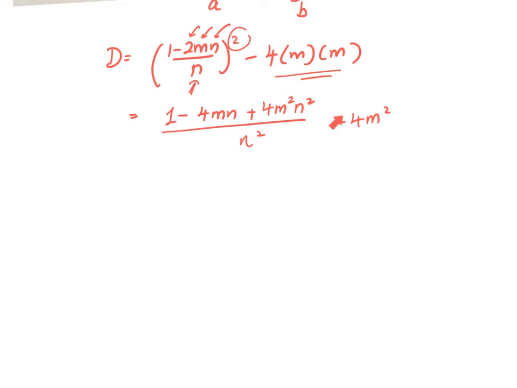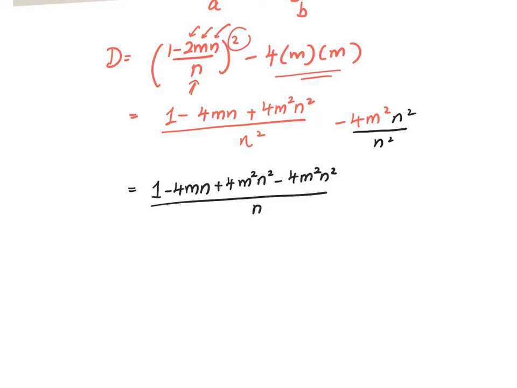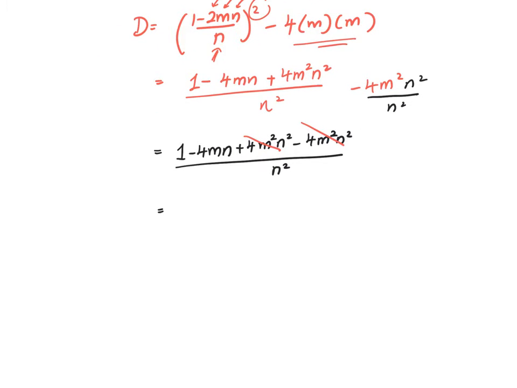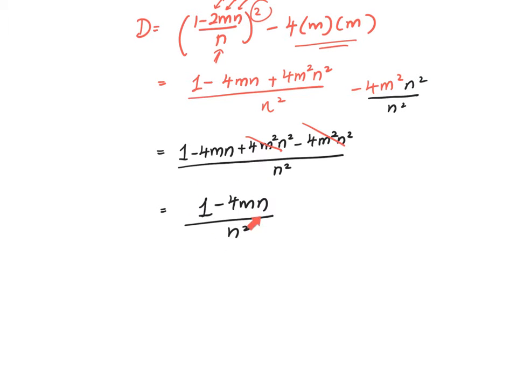Now because I really want to try to see if I can put them together in one fraction, I'm going to put n squared here over n squared, so that I can combine my fraction into one. Without further ado, that's what I'll do. I'll combine: n squared, 1 minus 4mn plus 4m squared n squared minus 4m squared n squared over n squared, and you can see that these two terms are the same, so I will cancel them off. I am left with 1 minus 4mn over n squared. Okay, so this is how the simplified discriminant will look like.